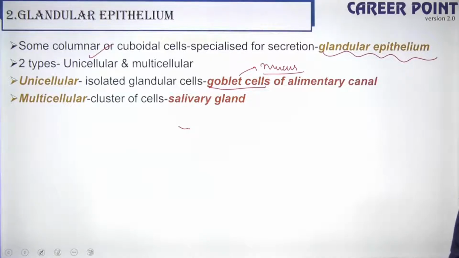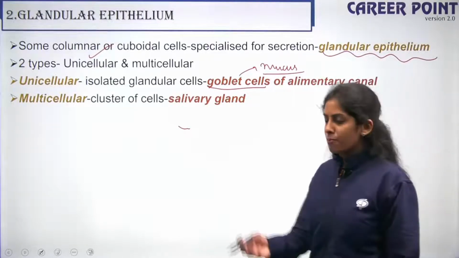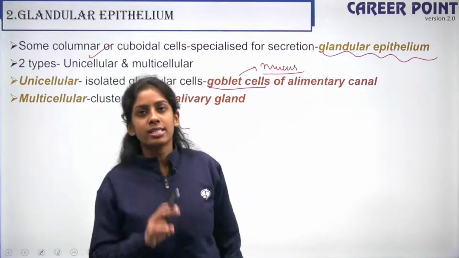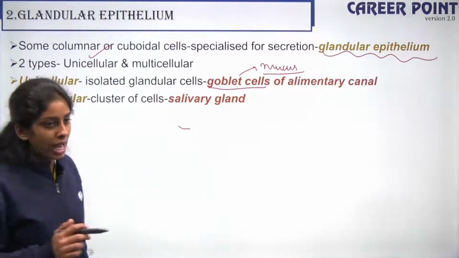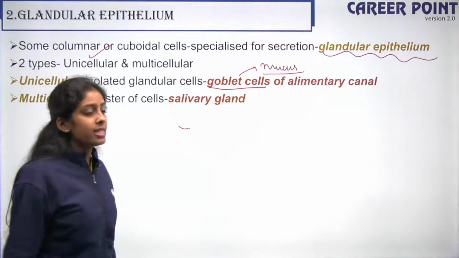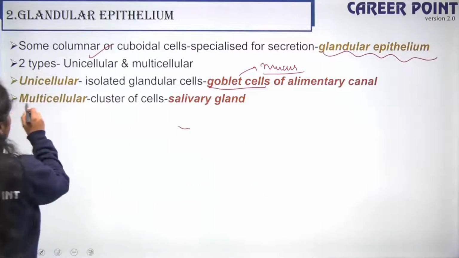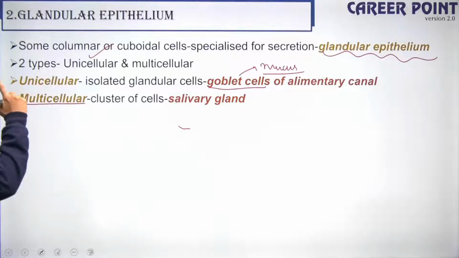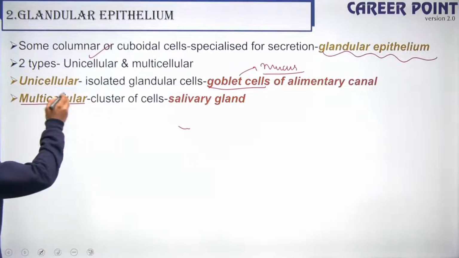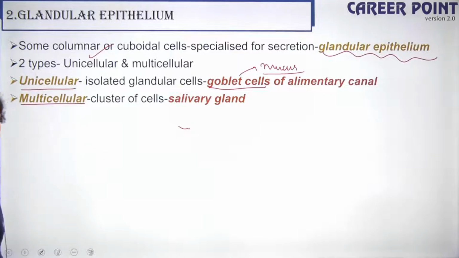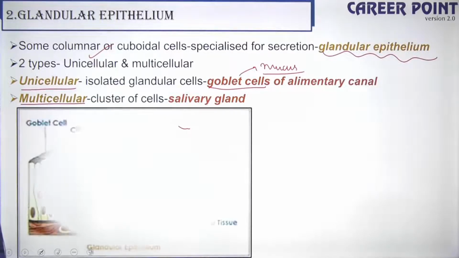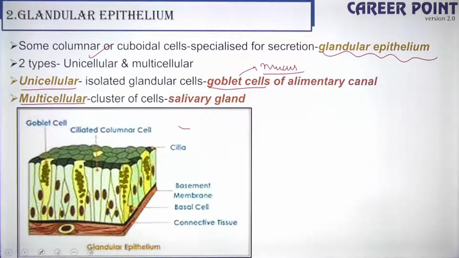Next is a multicellular gland. It has a cluster of cells. Example is your salivary gland. Your salivary gland has a cluster of cells, and we have three pairs of salivary glands: parotid gland, submaxillary or submandibular, and your sublingual gland. Salivary glands are an example of multicellular glandular epithelium, and goblet cells are an example of unicellular glandular epithelium. Alright. So this is your glandular epithelium.